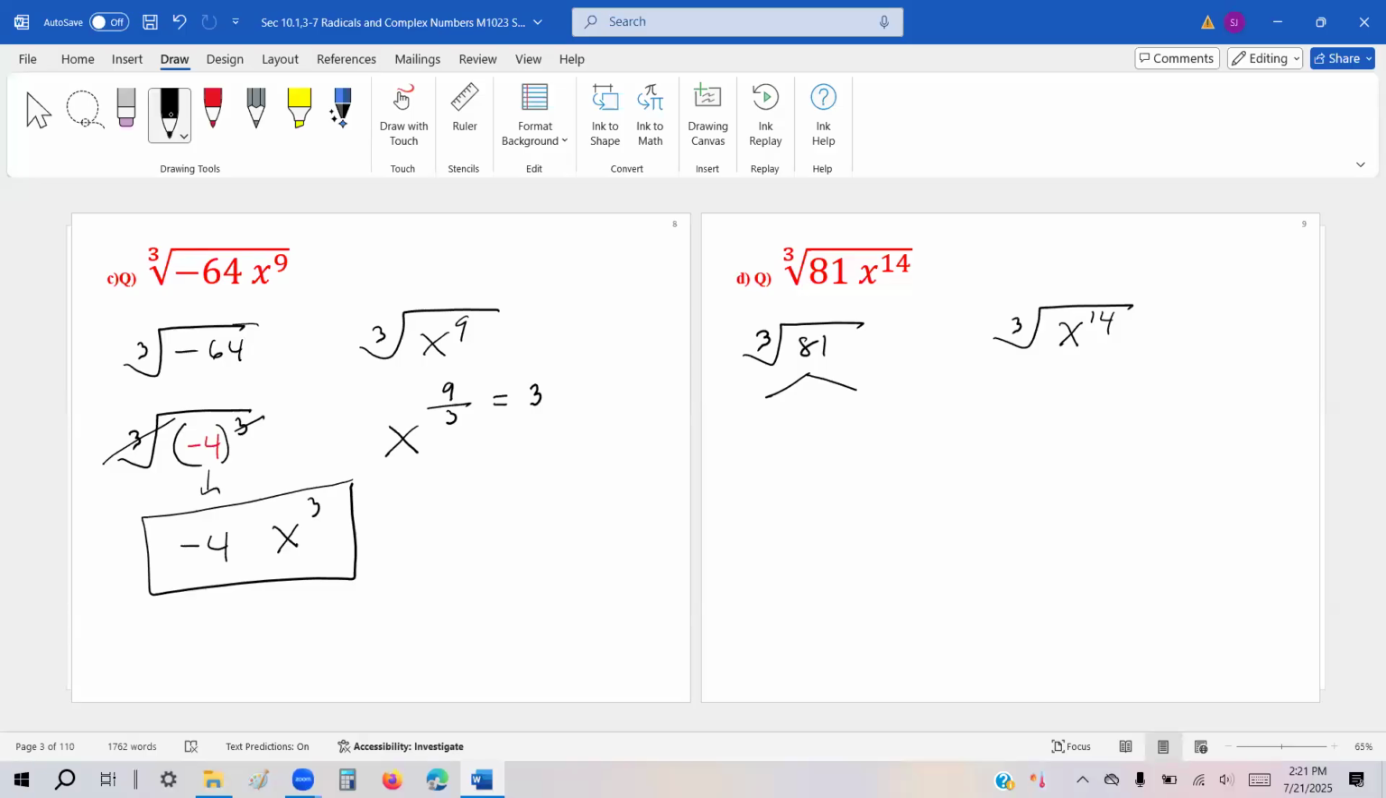When you see 81, which two numbers come to your mind? 9 and 9. But you're looking for the same number 3 times. That means you have to split 9 more. What two numbers come when you see 9? 3 and 3. So do you see the same number at least 3 times? Which number? 3. So we put them together because we need them to be together. So 3 cubed and 3.